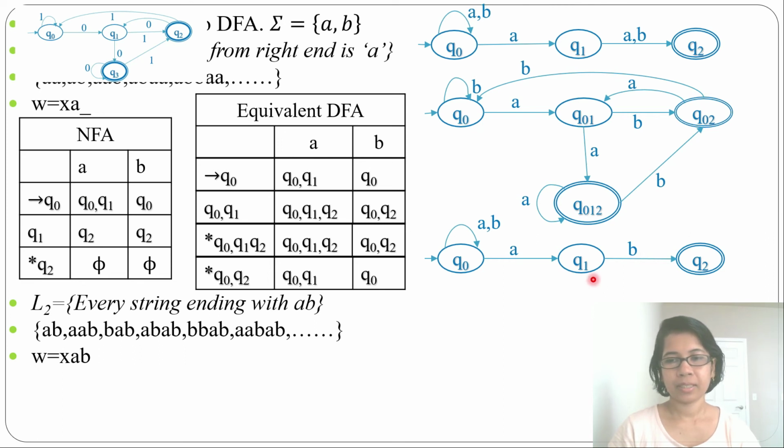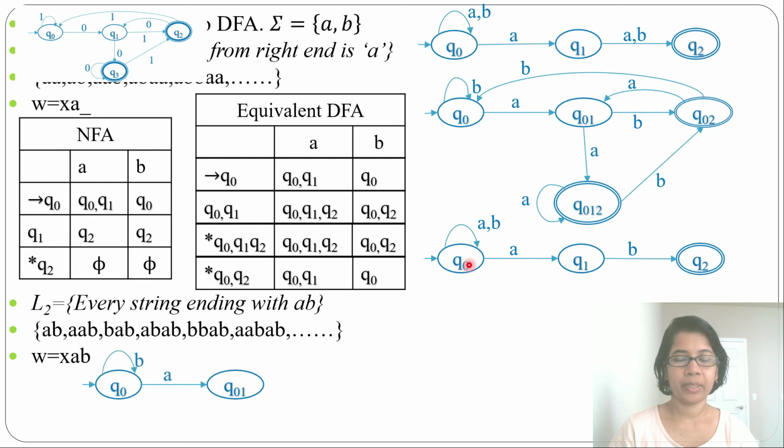Now from this transition diagram I will convert directly to DFA. Initial state will be the same, so we'll create initial state Q0. Then from Q0 by A, it can go to Q0 and also go to Q1. So from Q0 by A it will go to Q0, Q1, both the states. Then by B, there is just one transition, it goes to Q0, so it will be a self loop of B. Then from Q0, Q1.